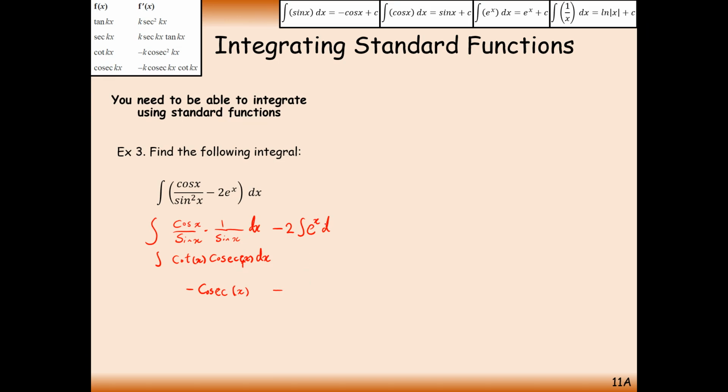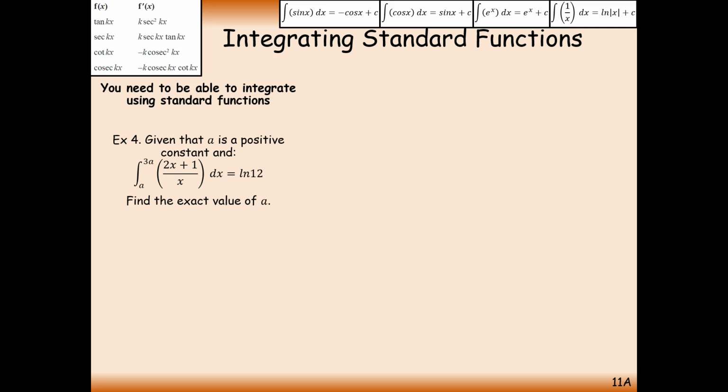We know that the integral of e to the power x is e to the power of x itself, because that was the derivative of e to the power of x, and we will simply have this with a plus c, because this integral is indefinite. There are no numbers here to substitute, so we will add a plus c there.